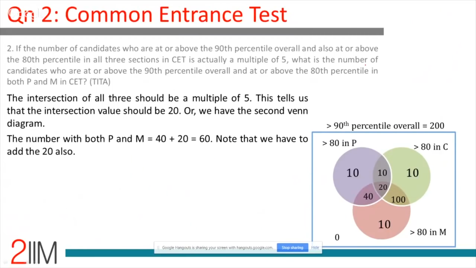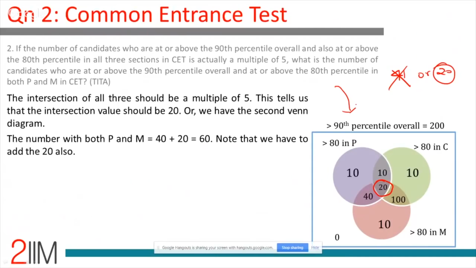The number of candidates who are at or above the 90th percentile overall and also at or above the 80th percentile in all three sections in CET is a multiple of 5. What are the number of candidates who are at or above the 90th percentile overall and at or above the 80th percentile in both P and M in CET? Basically, he's saying the number in between is a multiple of 5. All 3 is a multiple of 5. All 3 could be either 41 or 20. It is not 41, it's only 20. So effectively, all this is to select this Venn diagram and not the other one.